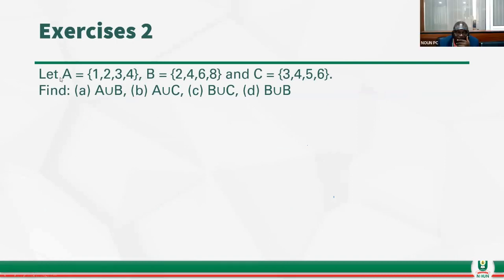Can you try this? Let A be 1, 2, 3, 4. Let B be 2, 4, 6, 8. And C be 3, 4, 5, 6. Are you there? Yes, sir. What is A union B? A union B is 1, 2, 3, 4, 6, 8. Who is saying 5? A union B is 1, 2, 3, 4, 6, 8. God bless you.